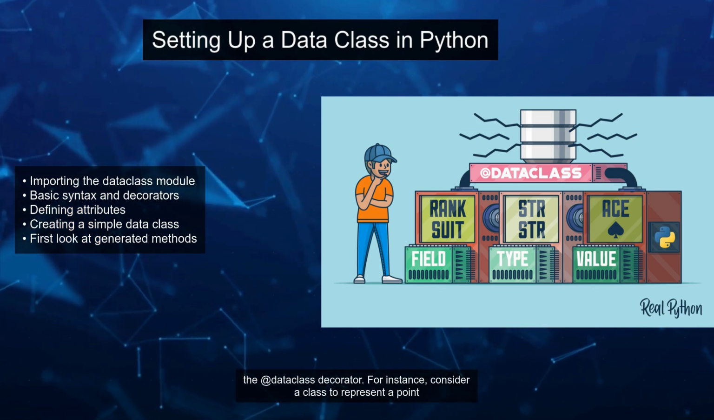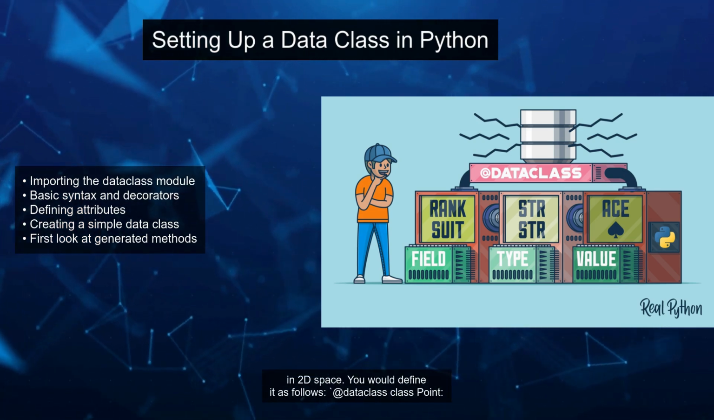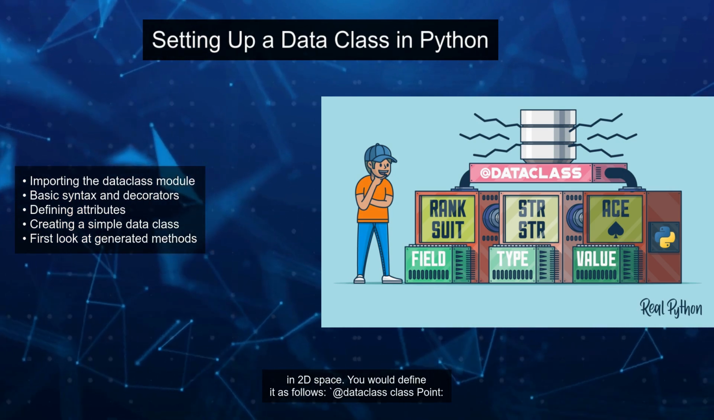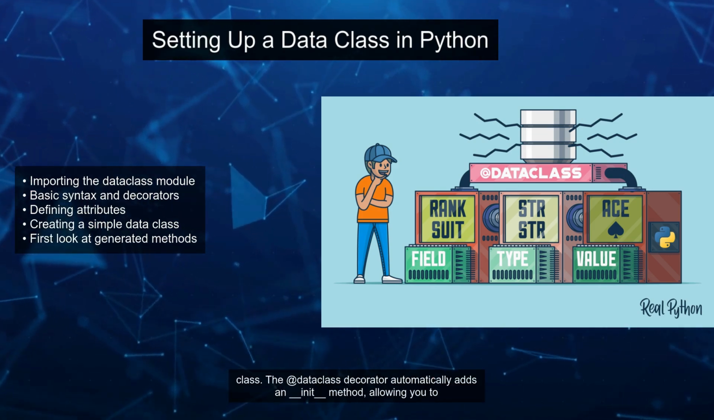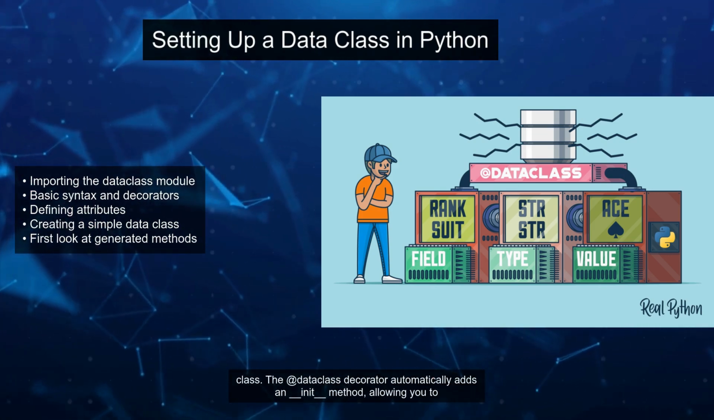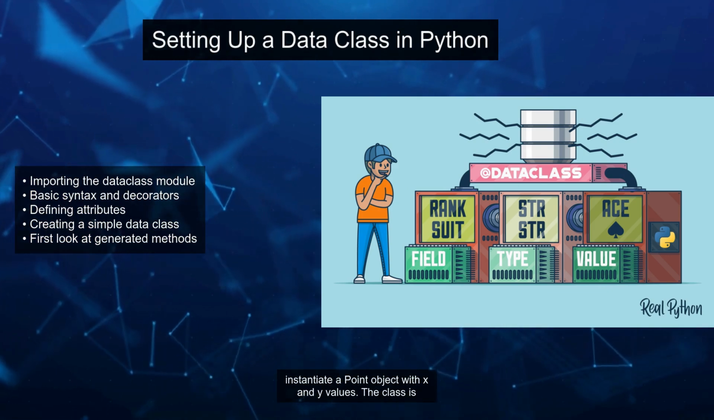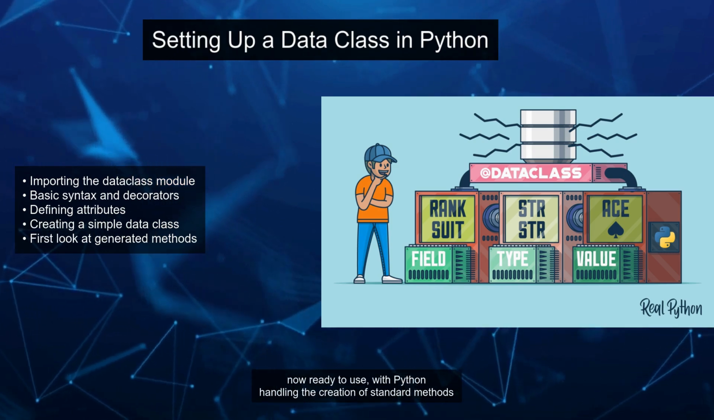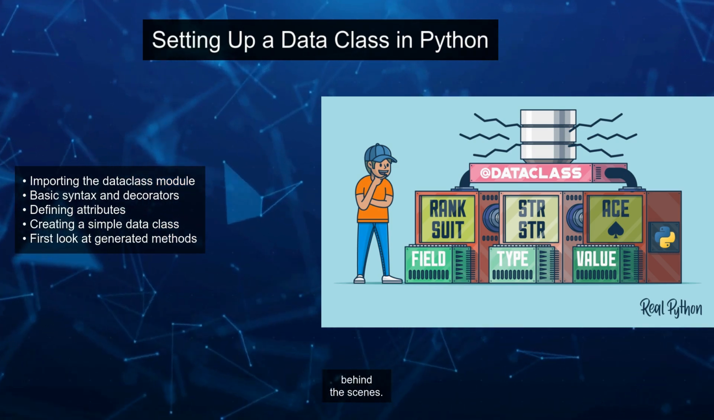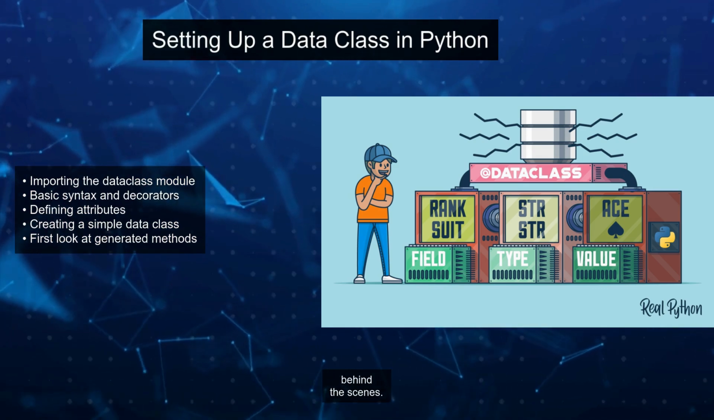For instance, consider a class to represent a point in 2D space. You would define it as follows: @dataclass, class Point, x: int, y: int. Here, x and y are attributes of the class. The @dataclass decorator automatically adds an __init__ method, allowing you to instantiate a Point object with x and y values. The class is now ready to use, with Python handling the creation of standard methods behind the scenes.